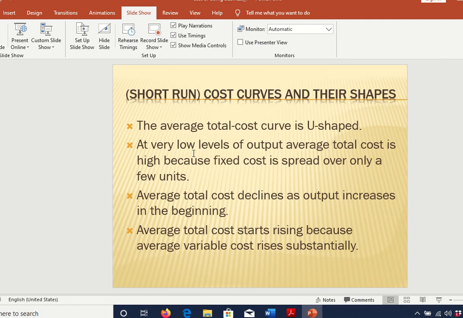At very low levels of output, average total cost is high because fixed cost is spread over only a few units. Average total cost declines as output increases in the beginning. Average total cost starts rising because average variable cost rises substantially.